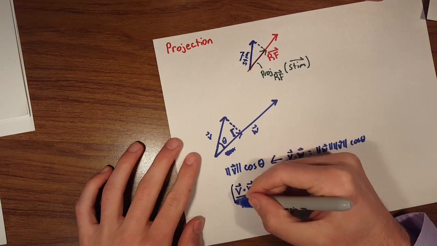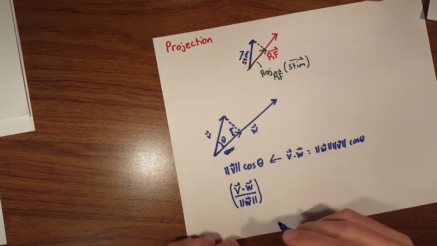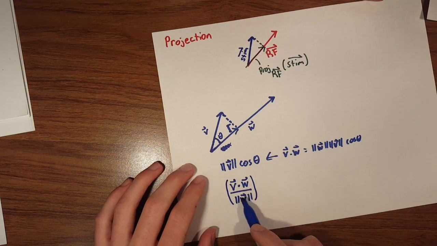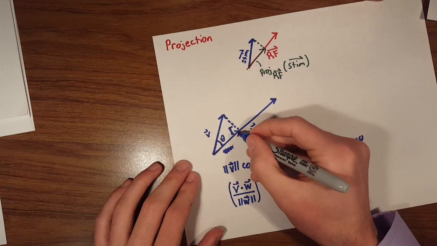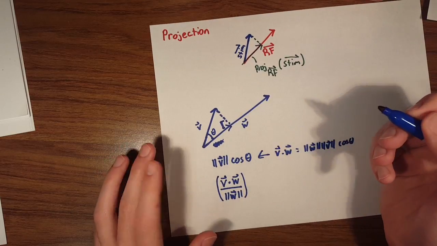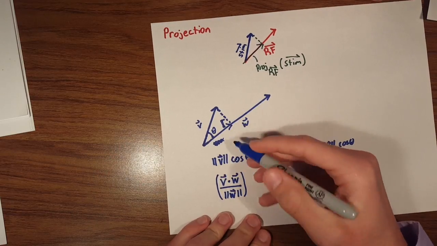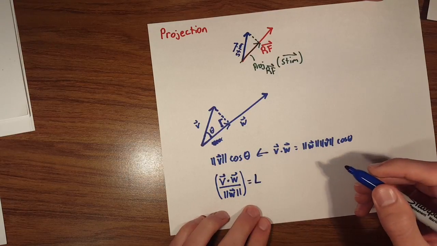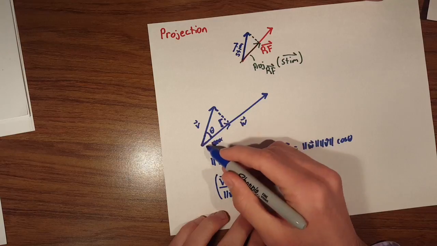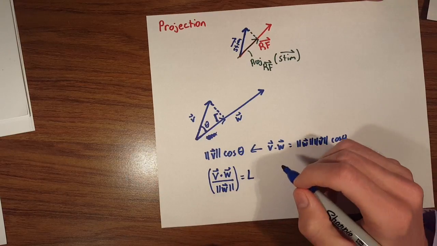Now, this quantity right here is not a vector, it's a number, because the dot product is a number and the magnitude is a number, the norm is a number. We want to find this vector. So how do we do that? Well, we want the length of this vector to be this quantity, which I'll call L, and we want the direction of this vector to be the same direction as W.